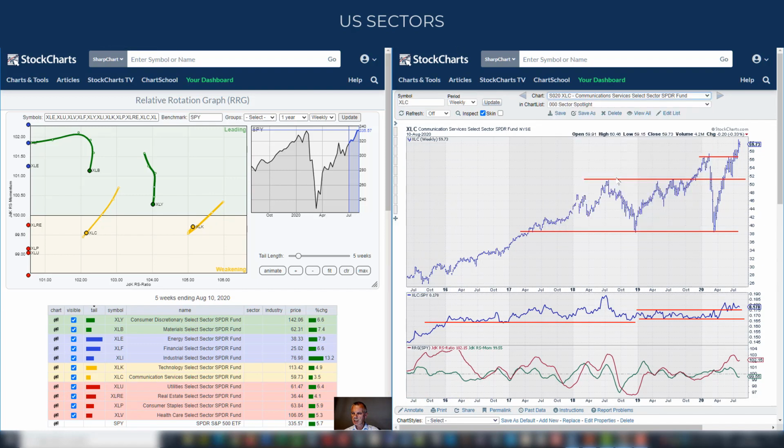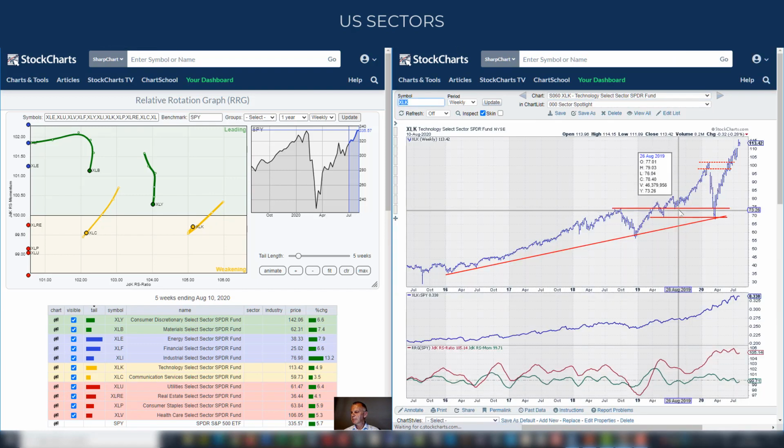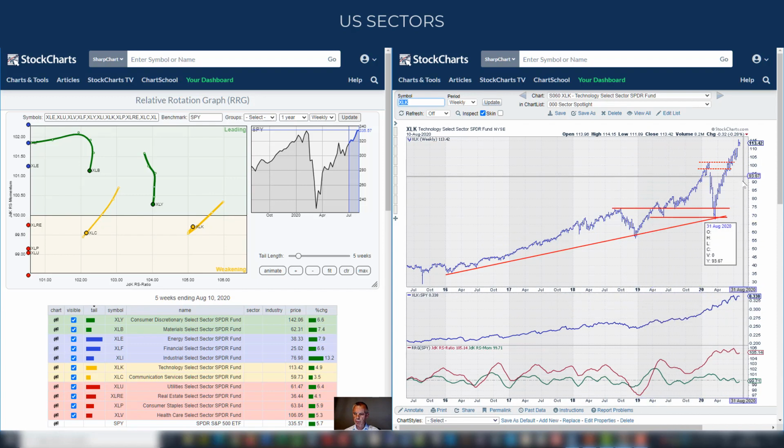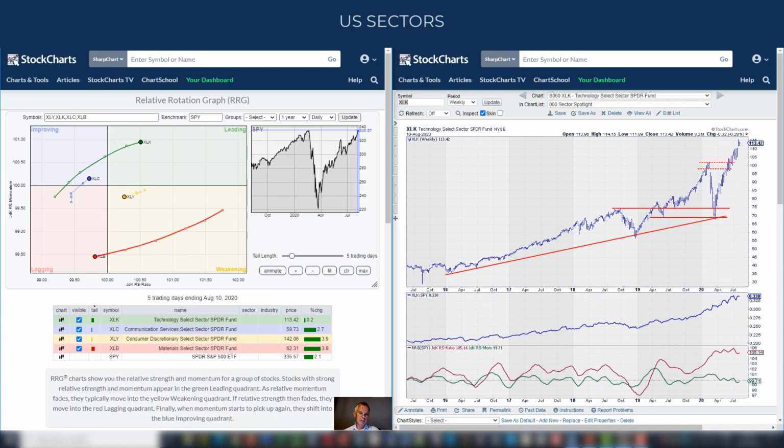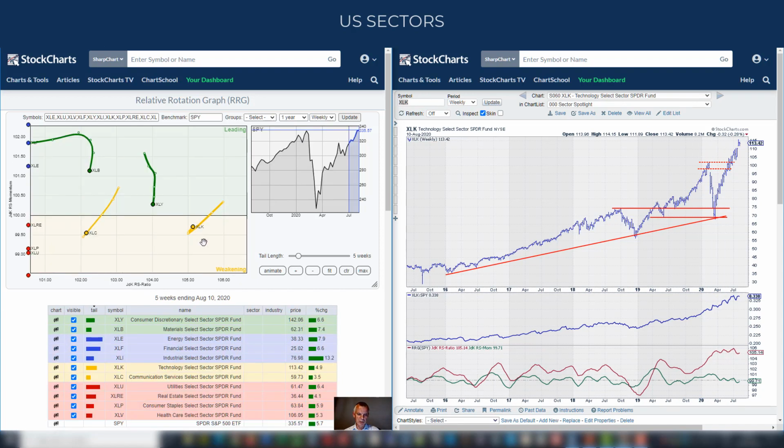So again, here's technology. We've all seen that chart a million times. Super strong relative strength, super strong price chart. RS ratio still at high levels but stable. That's indicated by RS momentum hovering around the 100 line, and that's what we see here. Technology picking up, very short tail on its way back.